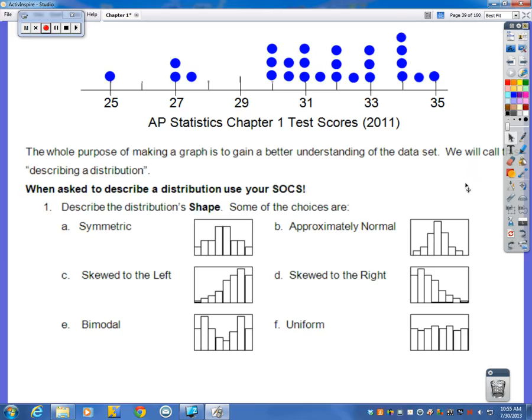Now, what we are going to do, and you're going to see this a lot throughout the year, whenever they ask you to describe a distribution, you're going to use your SOCS without the K. Okay? Now, the first S represents the shape. And we're going to look at the shape of this dot plot.